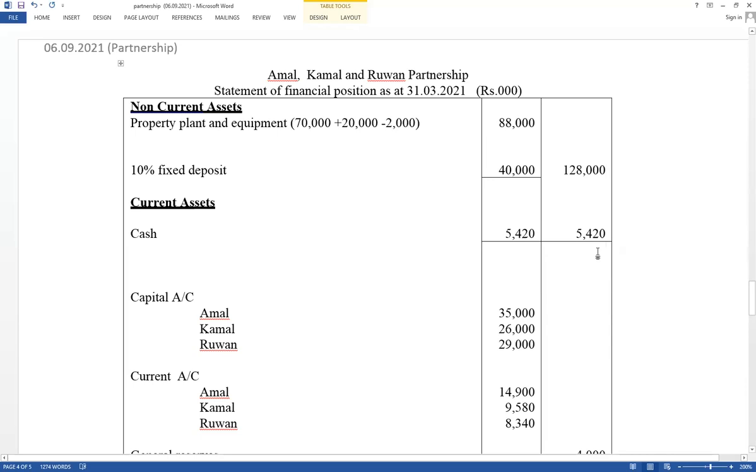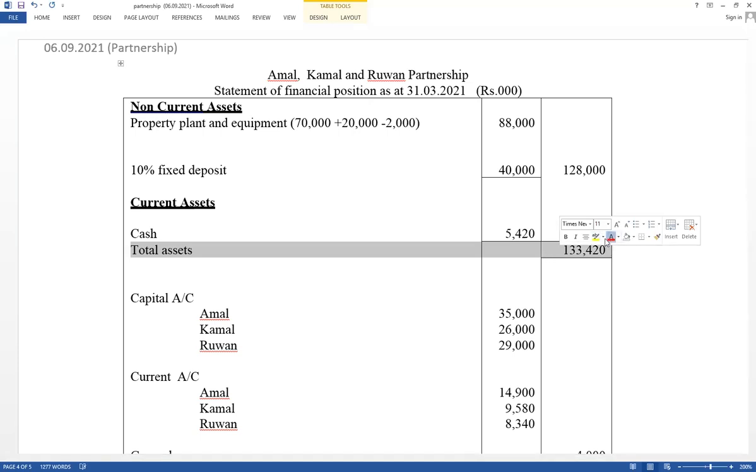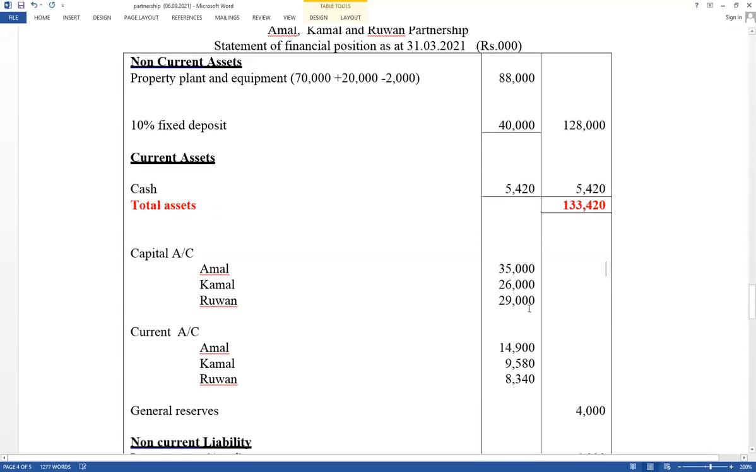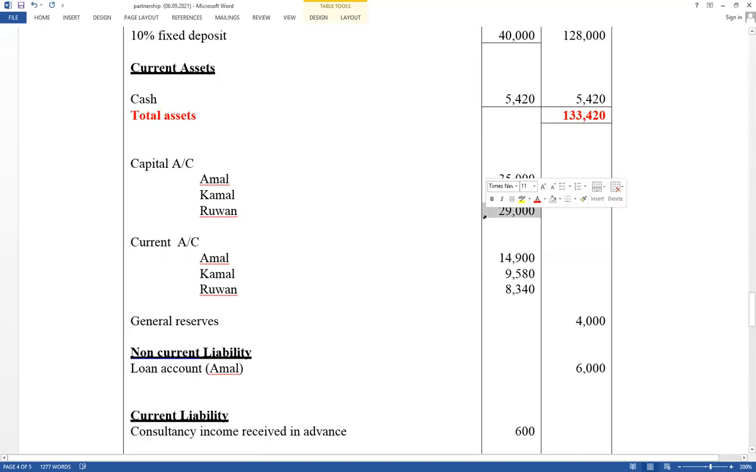Then total asset also can be calculated. Take assets total value. Therefore, asset total value equal 133,420. This is the total assets. It has not given inventory. It has not given trade receivable. Reason, this is not a trading business. This is a service business. Then take the capital and current account balance also. Capital account as well as current account balance.